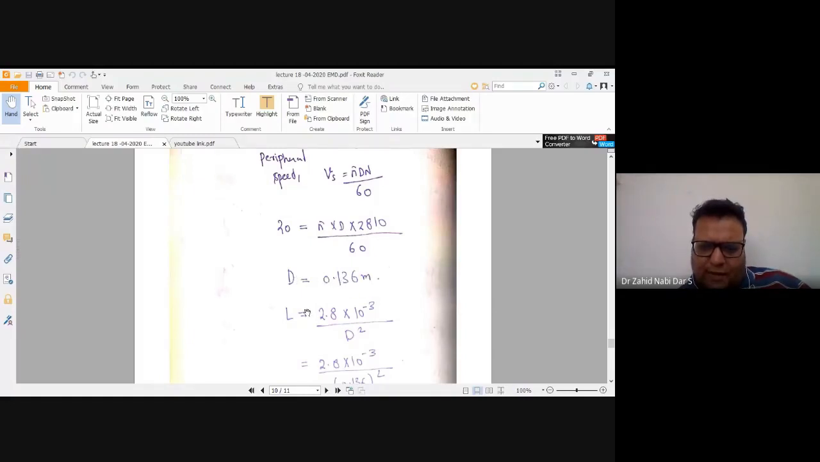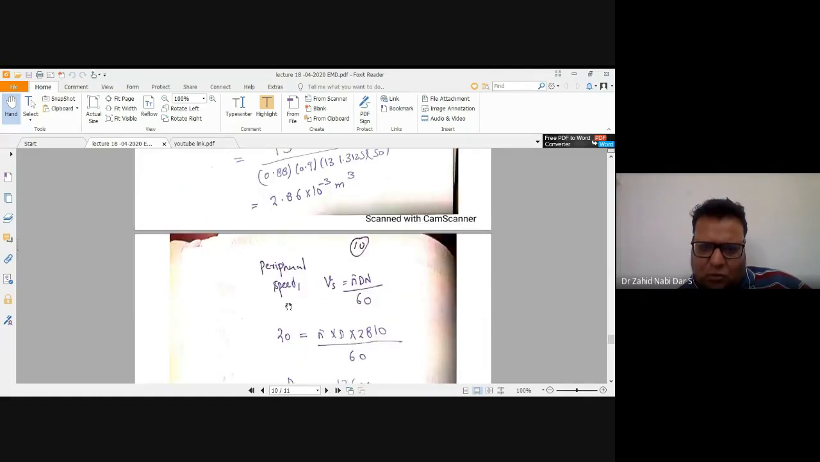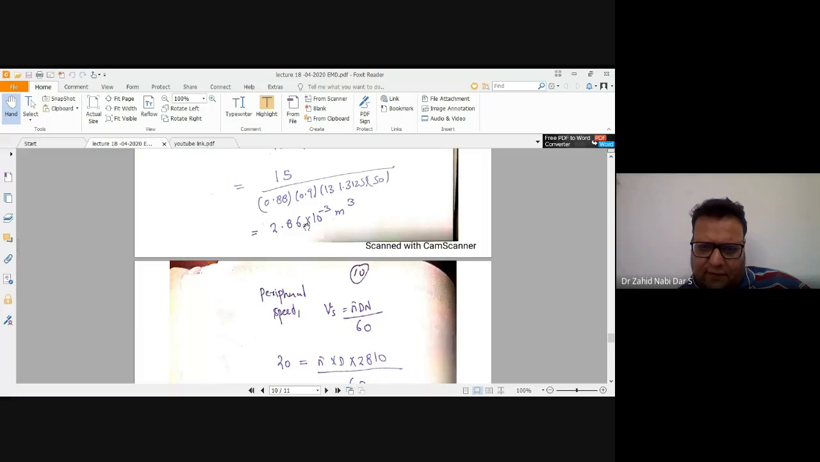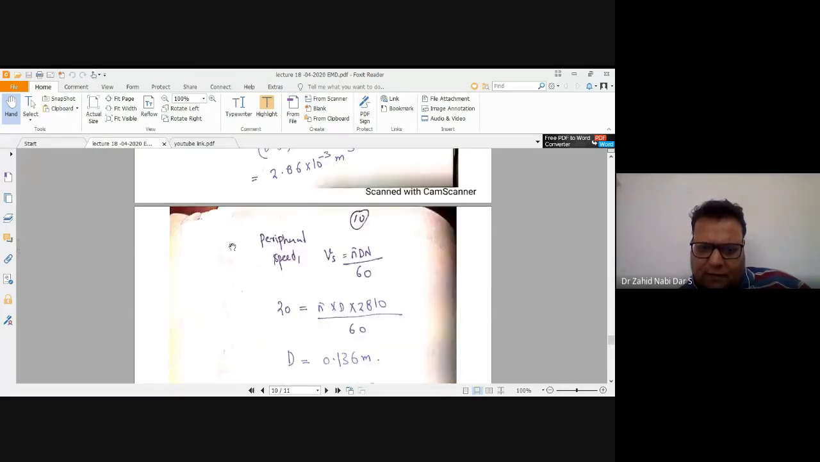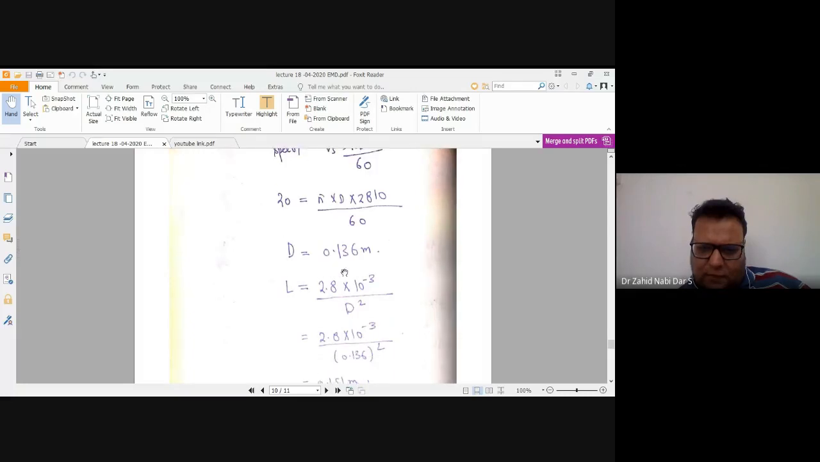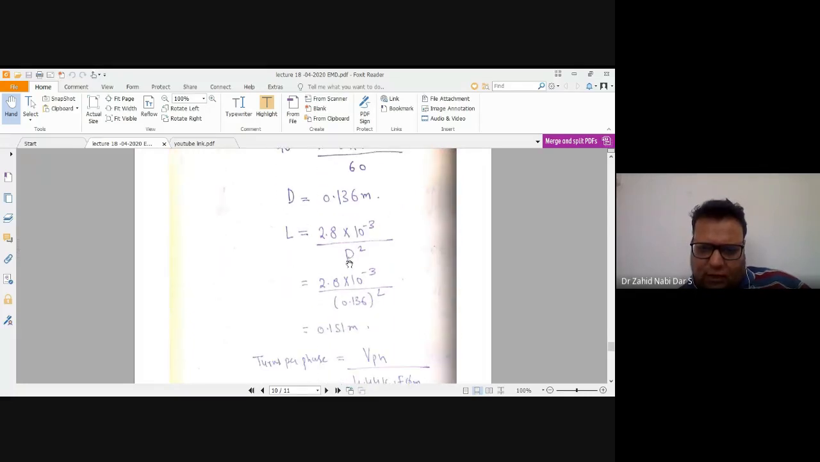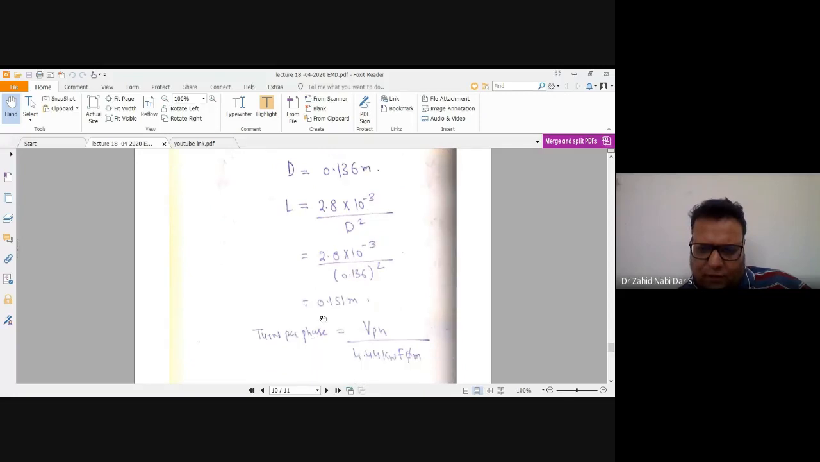Now you already had your D square L value. You just now saw it is 2.86 into 10 power minus 3. Now you calculated the value of D, and the value of D is 0.136. So you can easily divide this D square by 2.86 into 10 power minus 3, and you will get the value of L. So 0.151 meter.